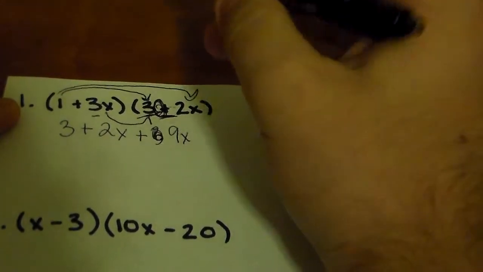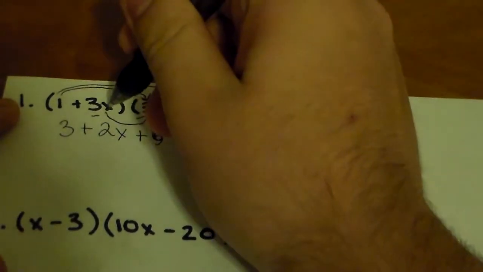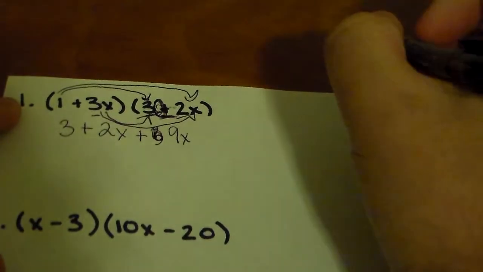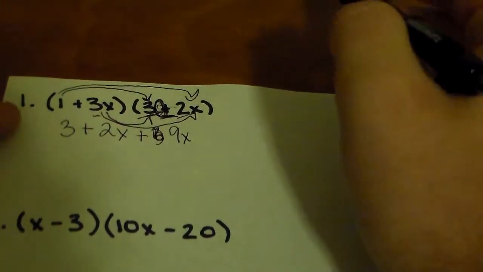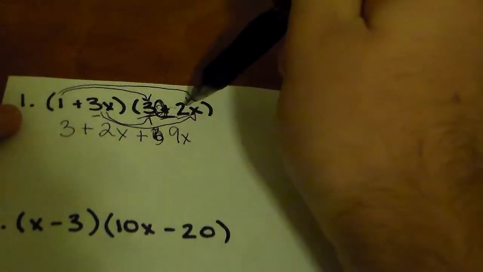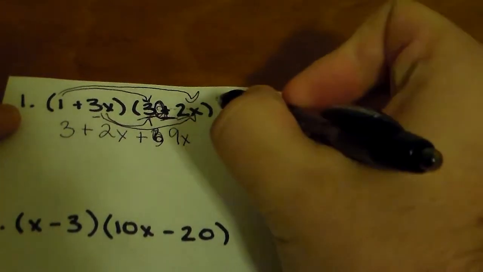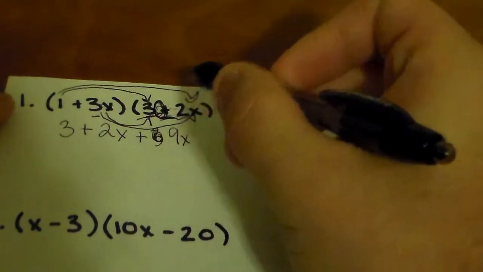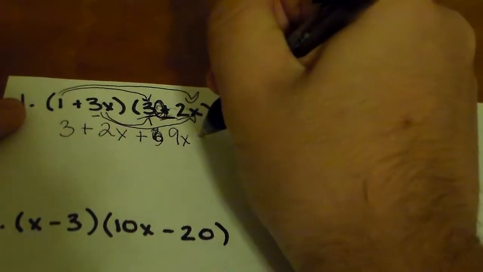And then we're going to do the last, or the L, which will be the 3x times the 2x. Now with this, you'll have to do 3 times 2, which is 6, and since this sign, which you can't really see anymore, is a positive, you're going to do plus 3 times 2 is 6.